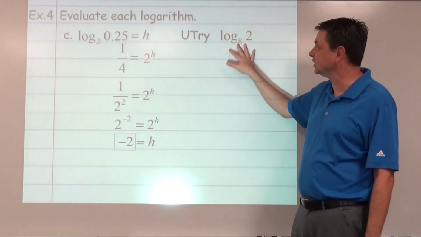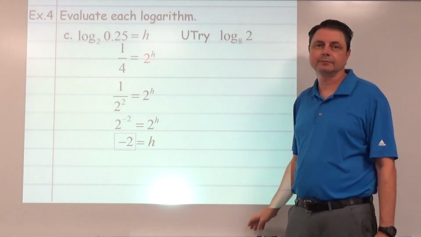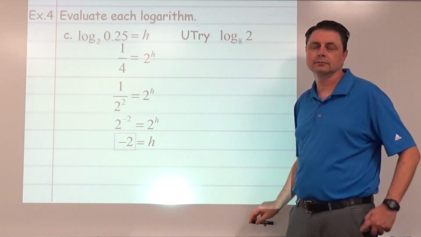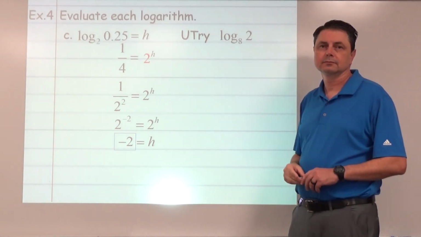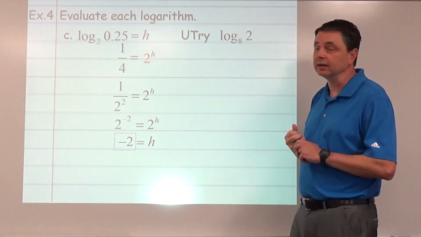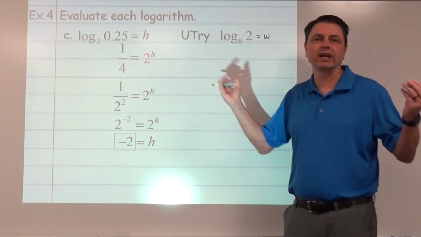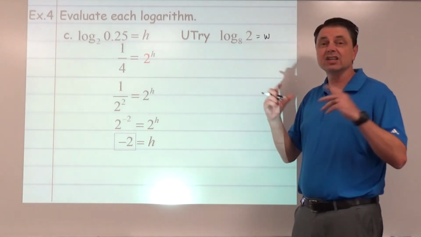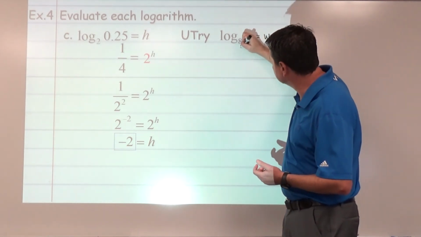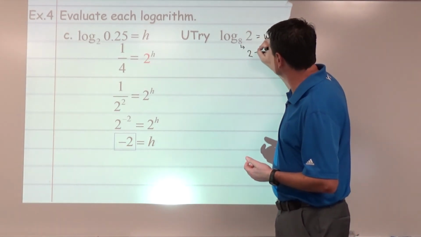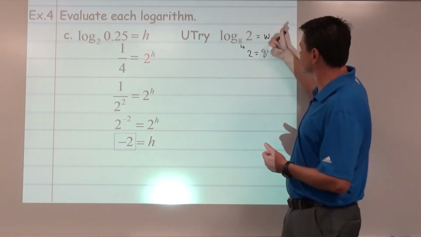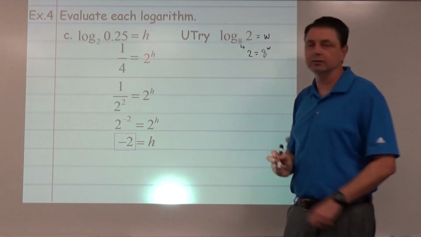Go ahead and pause the video while you work on the U-try. See if you got it right. Equal to W. Pick whatever letter. Doesn't matter. Let's rewrite it. Move the base. 2 equals 8 to the power of W.